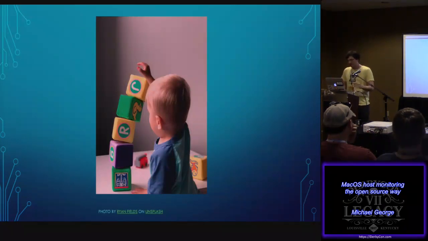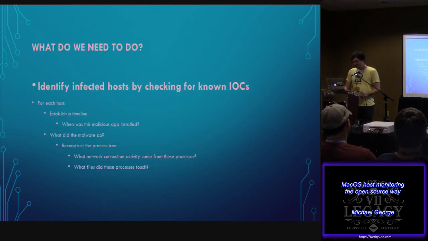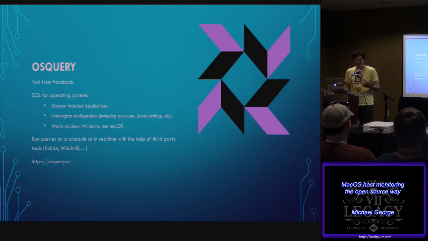So, what do we do when no one wants to solve the problem that we want solved? Well, we're hackers, we build it. That's what we do. So, let's go back to the things that we need to do. We need to be able to identify infected hosts in our network by checking for known IOCs. So, we're going to query the fleet. There's this nice tool called OSQuery, developed by Facebook. It's basically SQL for the operating system.